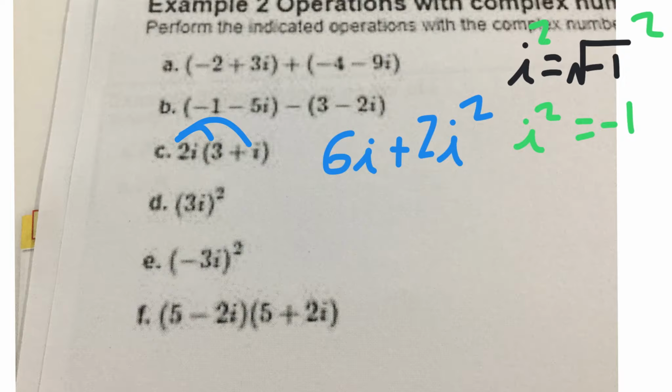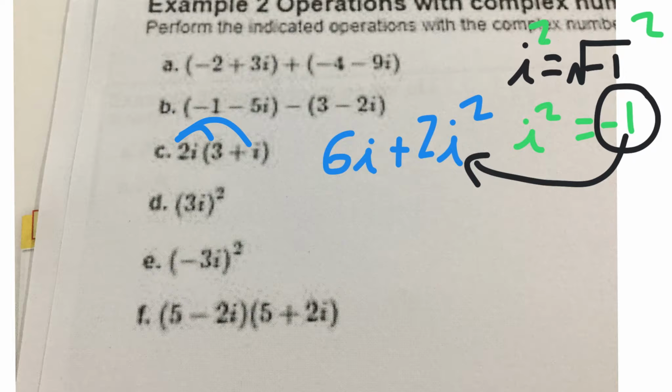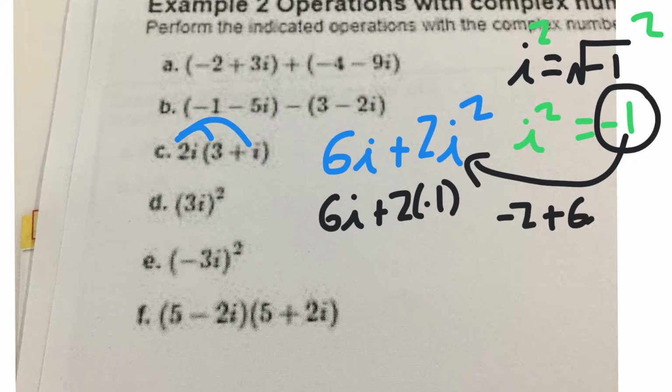They cancel. So if i squared is the same thing as -1, I'm going to plug in -1 for i squared. So that tells me 6i plus 2 times -1, which is -2 plus 6i. I'm just going to write it the way we have been, a plus bi, where you have the real number part first, the imaginary part second.